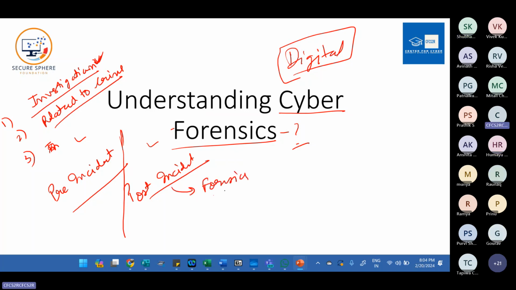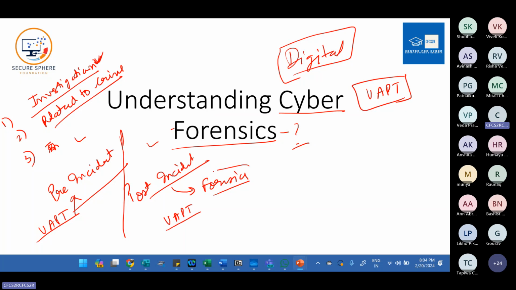Now we always talk that we need to do a good VAPT of our system. We need to be cyber resilient. We need to implement the NIST or ISO 27000 frameworks into our organization. We need to implement the COBIT framework into our organization. So all these things come under pre-incident. VAPT you usually do pre-incident, but sometimes in post-incident also VAPT shall be done. So this is the very basic difference. Forensics is always done after the incident has completed.